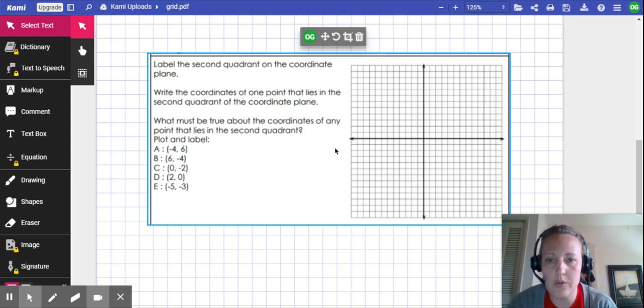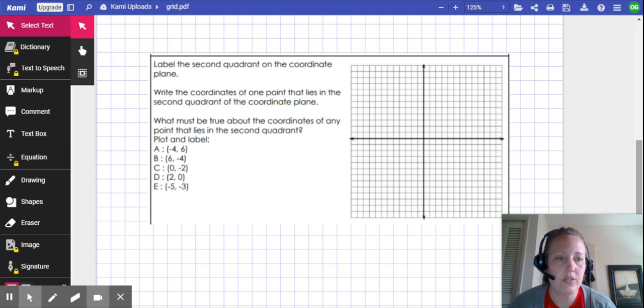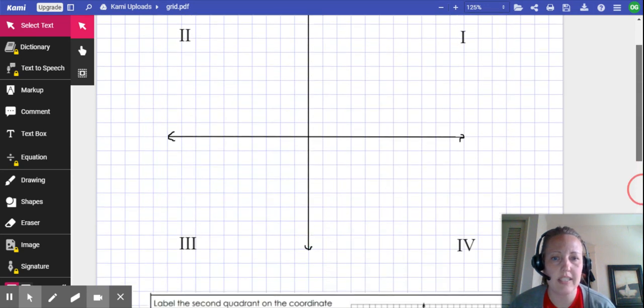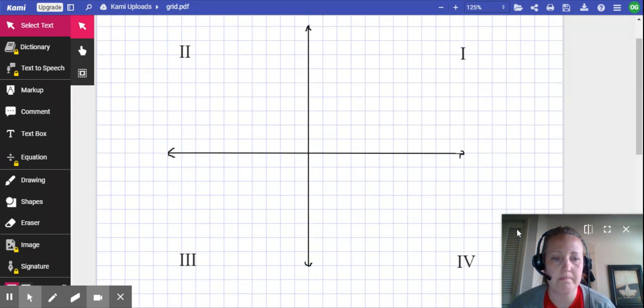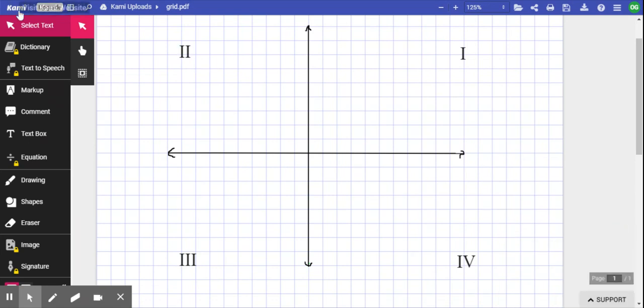We're going to write coordinates that lie in the second quadrant, and some other stuff we have to do. What must be true about the coordinates of any point that lies in the second quadrant? So I thought I wanted to show you a tool. It's actually an extension in Chrome that's called Kami. You can see it up here, Kami.